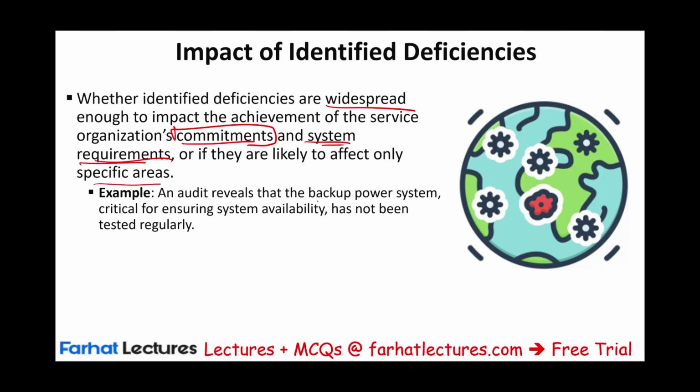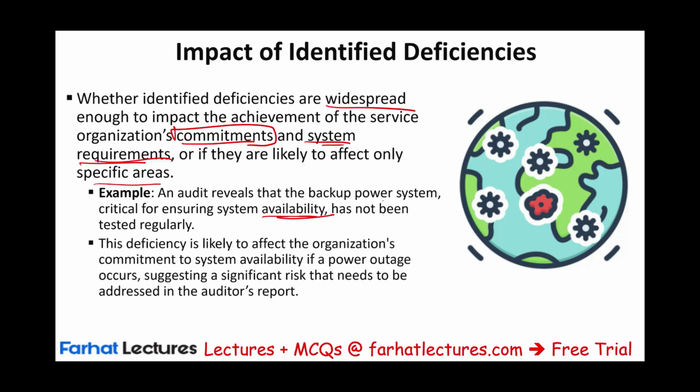An audit reveals that the backup power system, critical for ensuring system availability, has not been tested on a regular basis. This deficiency is likely to affect the organization's commitment to system availability, because you're promising that your system is available constantly if a power outage occurs, suggesting a significant risk that needs to be addressed in the auditor's report. So simply put, if we see that it's not being tested, then it's a problem because system availability is one of those commitments. If the deficiency is affecting the commitment, then it is a problem.